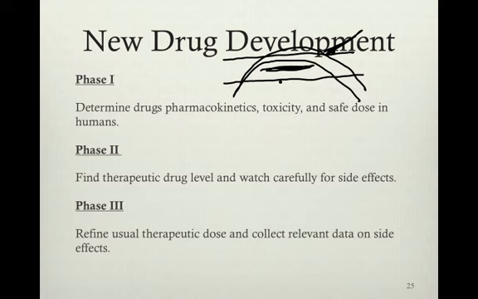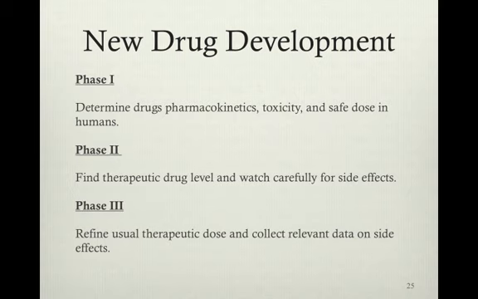Now, in phase 2, they find the therapeutic drug level and watch for careful side effects. So anything that's weird, this is where they come up with their side effects, what the minimal amount is, what the maximum amount is, and then they go to phase 3. And they usually refine their therapeutic dose and collect relevant data on their side effects.